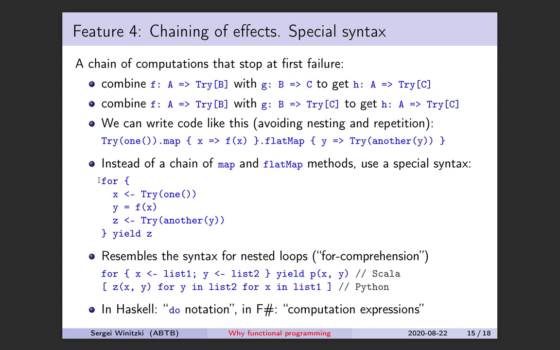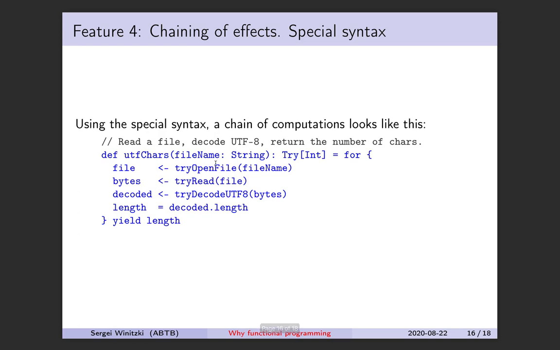And so this is a very, very general syntax that works for many situations. It also works for nested loops. It works for Try. It works for asynchronous computation with futures. It works for all kinds of effects to chain them. And very similar syntax is available for other languages like Haskell, where it is called do notation. And in F#, this syntax is called computation expressions. So this syntax makes it much easier to write code, because this is what you would write for this program that decodes the UTF-8 characters. You would write code like this, which is very easy to write and to read.